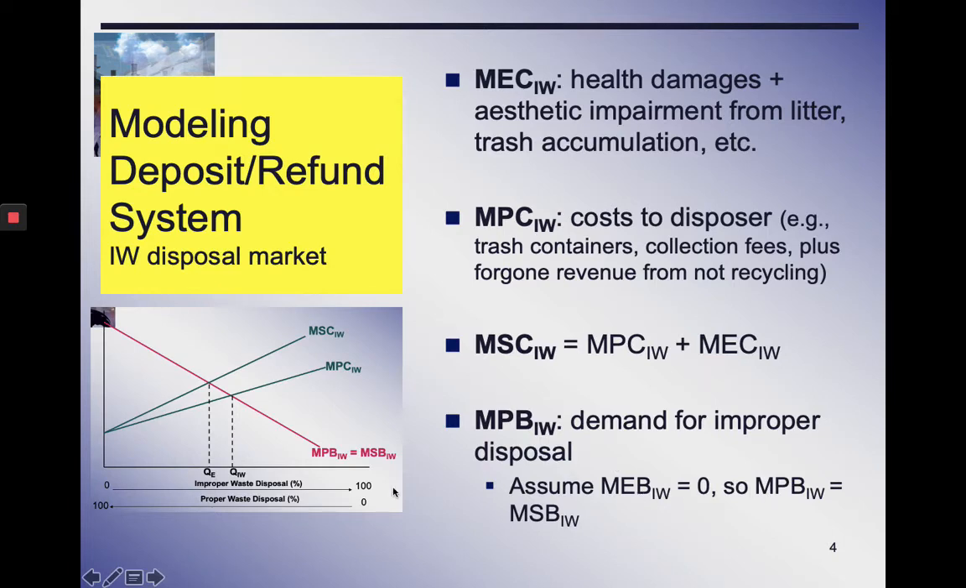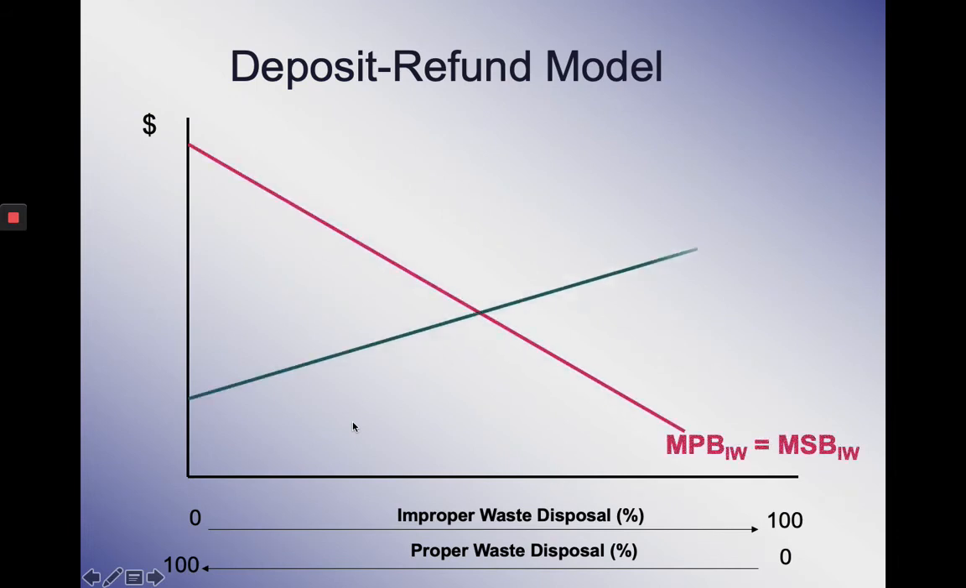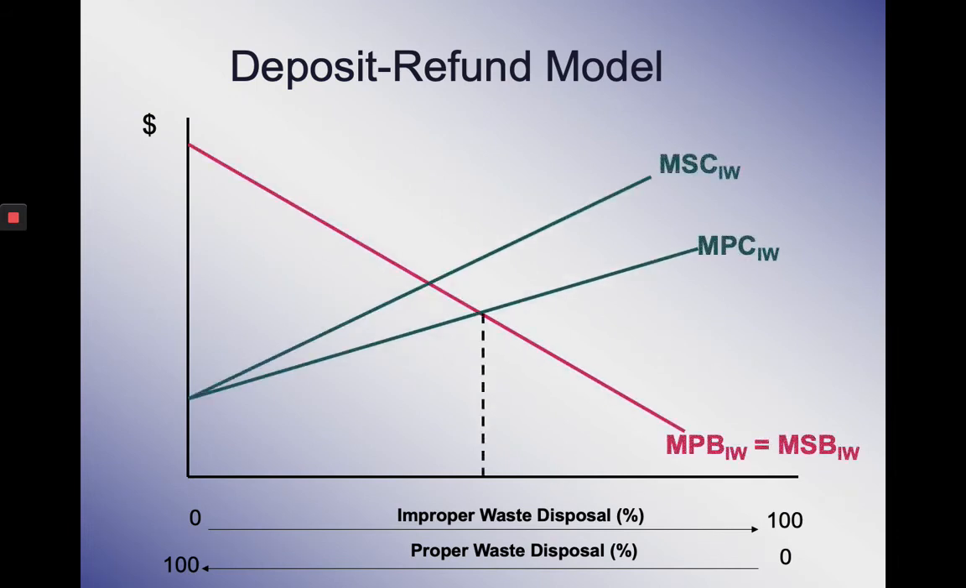Okay, what do you see next? Okay, this is the model again. So MPB, MSB, MPC, MSC for improper waste. So here, how do we reduce from QIW to QE? QE is more efficient because we have internalized the externality. Marginal social cost, as I included the externality here. So how do we do that?